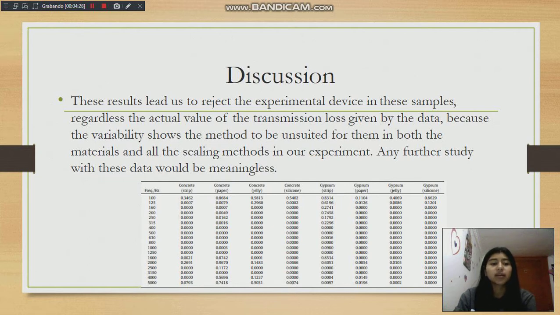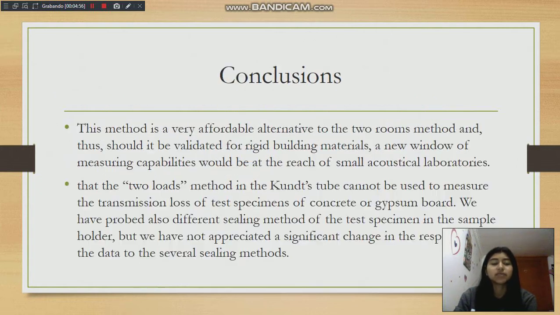Discussion. These results led us to reset the experimental device in the samples, regardless of the actual value of transmission loss given by the data, because the variability shows the method cannot be used for these materials. Any further study with this data will be managed accordingly.